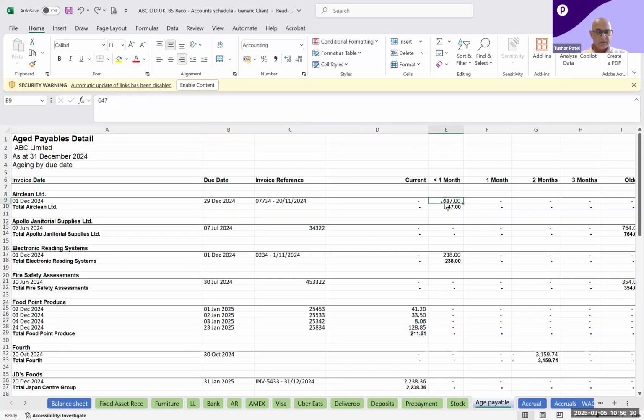So here we've got an example of the aged payables schedule. We list it by supplier. Most of them should be current or less than 1 month, but you do notice that we've got some that are longer than 1 month. This one here is for a payroll software supplier.